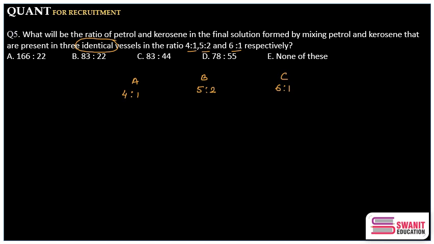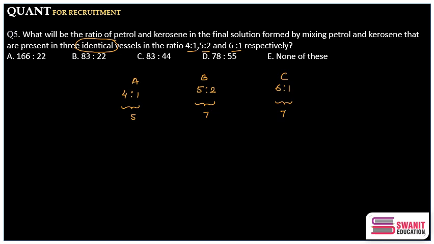Now here one important word is identical vessels. What do we mean by identical vessels? That means the volume of each container would be equal. So let me assume the volume such that it should be equal. So in solving this question, what we do, since I know that the total of 4 plus 1 is 5, the total of 5 plus 2 is 7, and the total of 6 plus 1 is 7.